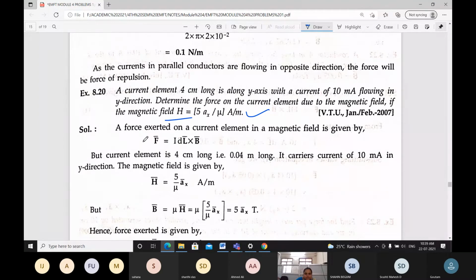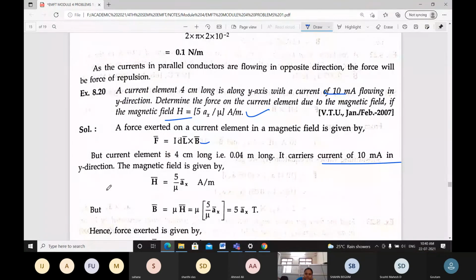What is the actual force equation for us? We know the force exerted on a current element in a magnetic field is given as F equals I dl cross B. This equation we know. The current element is 4 centimeter long, that is 0.04 meter long, and it carries a current of 10 milliamps. The same thing is taken in the y direction.